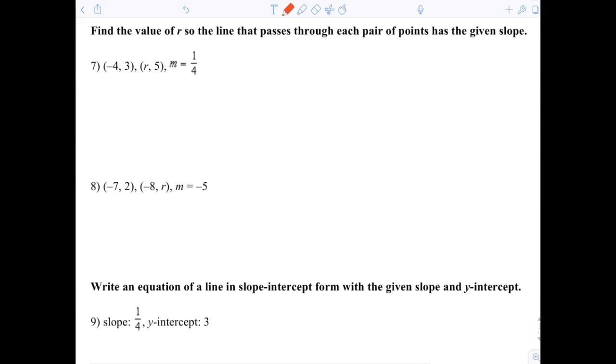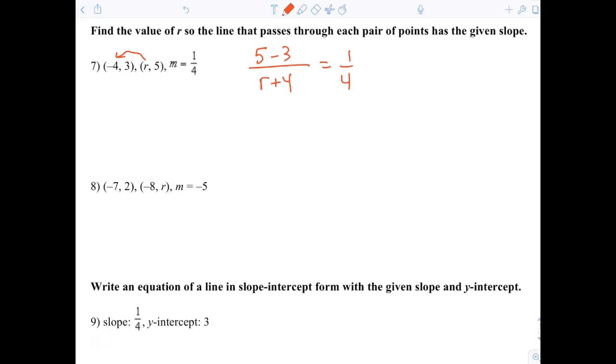Number 7. Now, find the value of r so the line that passes through each pair of points has the given slope. So this was the IXL, which brings me back to a good point. If you want 10 extra credit points, you need to get them up to what? 90. That'll give you a +10. That'll help out a lot for some of you. So here we go. On this problem right here, I want to try to keep the r positive, so I'm going to go in this direction. So I'm going to say 5 minus 3 over r minus -4 equals 1/4.